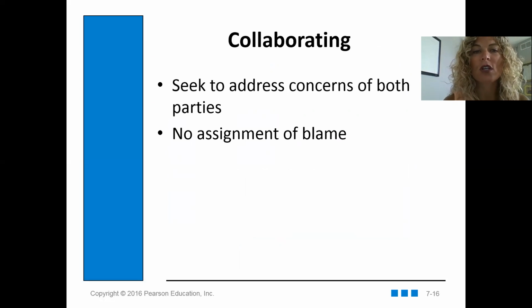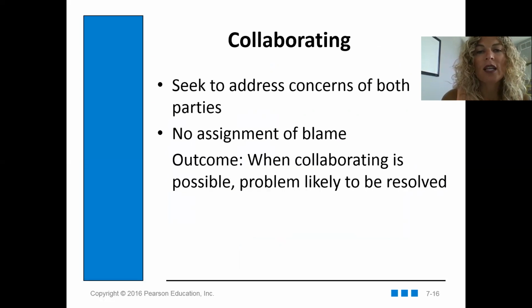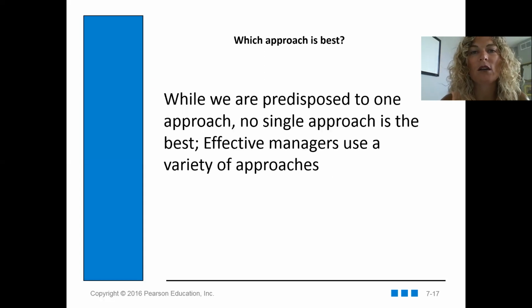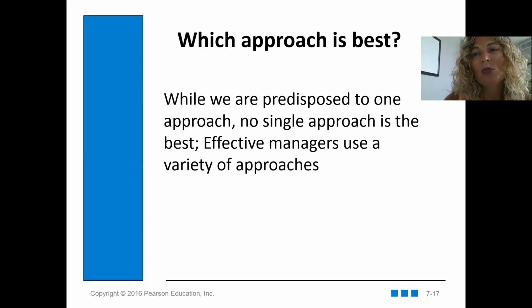When you look at the outcome, the ideal with a conflict is that the problem gets resolved. And when we really take the time to collaborate and come to a solution that meets both parties' needs fully, then most likely the problem gets resolved and both parties are really committed to making sure that the solution gets implemented correctly. So which approach is best?